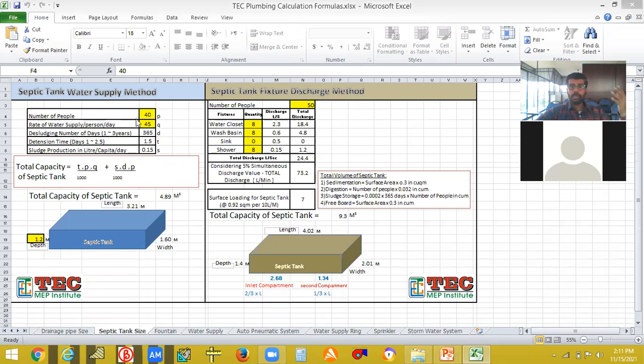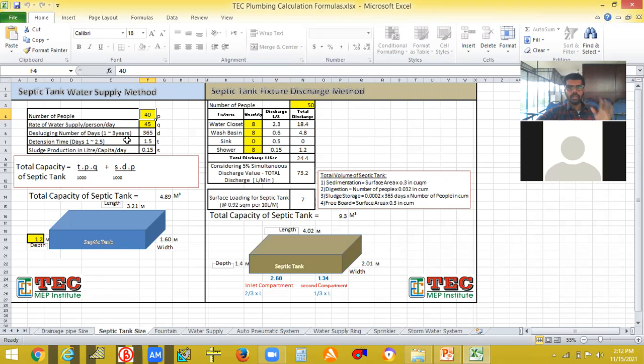For the number of people, you just need to give only the value which is shown in yellow. Everything else is constant values only, and this is being taken for 1 year only, 1 year storage. Which means the desludging number of days is 1 year. Here they have taken 365 days. You cannot change it because it has been frozen. So you are trying to design the septic tank for 1 year only. The desludging period is 1 year, and depending upon that we design our septic tank.